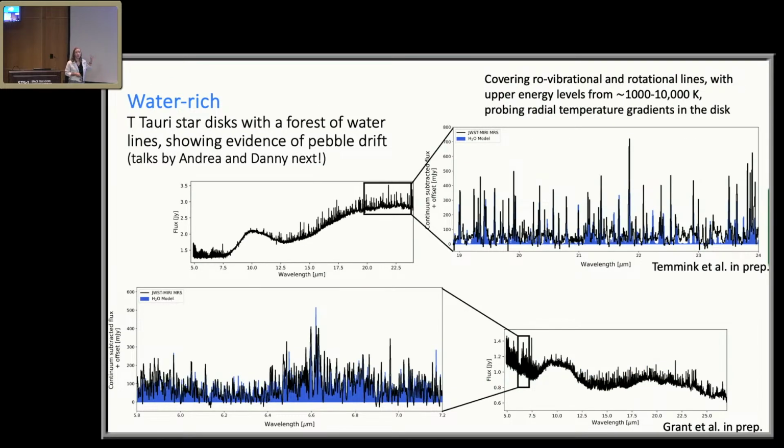So if we then go to our water-rich sources, you can see just this forest of water lines across the whole spectrum. And with JWST MIRI, we're able to probe both the ro-vibrational and the rotational lines. So that's covering a large energy space for these transitions. And Donnie and Andrea will talk about this next, so I won't get into it too much, besides to say that the spectra are beautiful, and there's a lot of water lines here that we can use for our analysis.